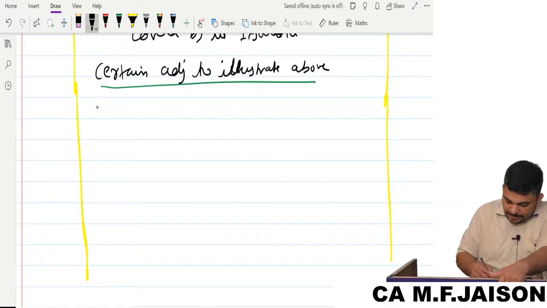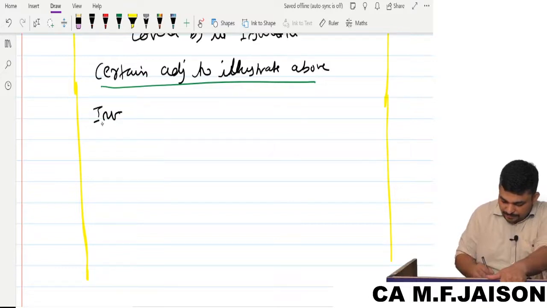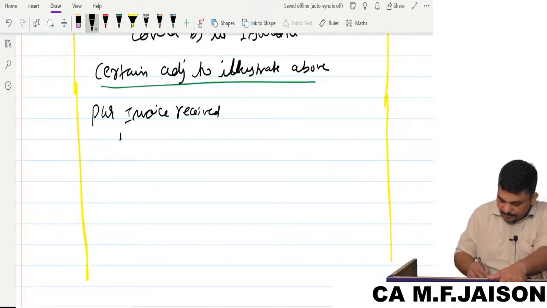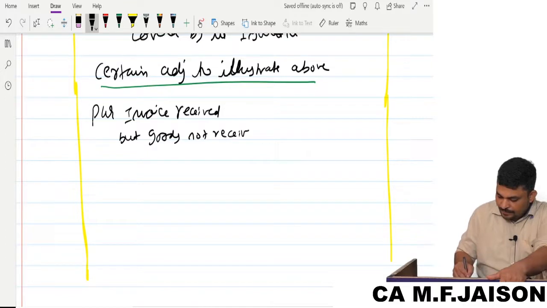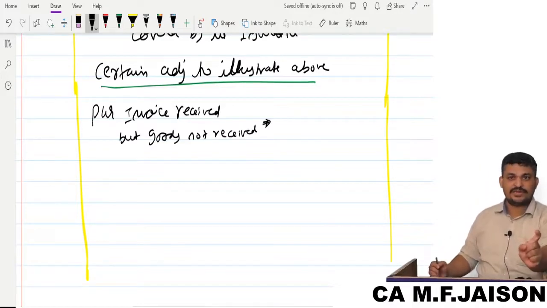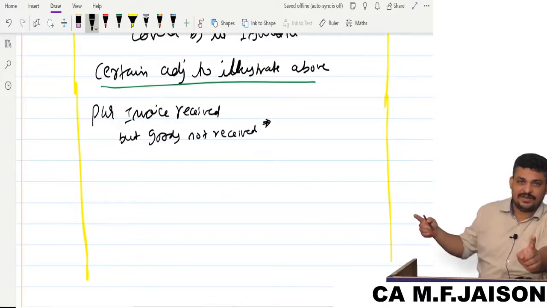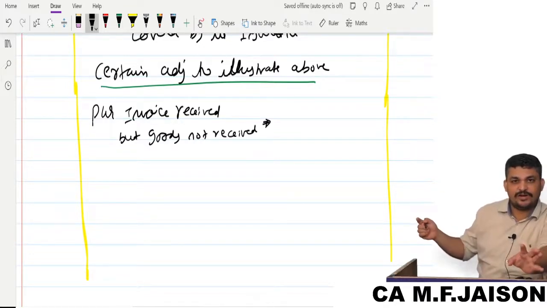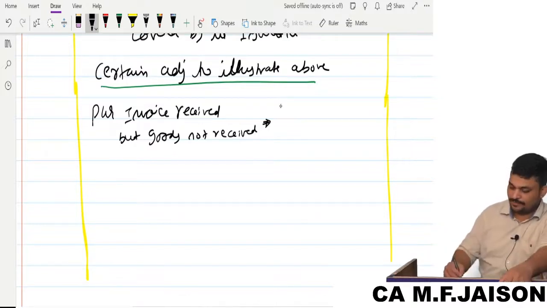So what we should do, imagine my dear friends, goods invoice received, purchase invoice received, but goods not received. Purchase invoice received, which means it is already accounted as purchases. If you already account as purchase, what is it you understand? It will automatically include it in the stock on date of hire. But do you have the stock on date of hire? No. So therefore what should I do? Deduct from purchases.